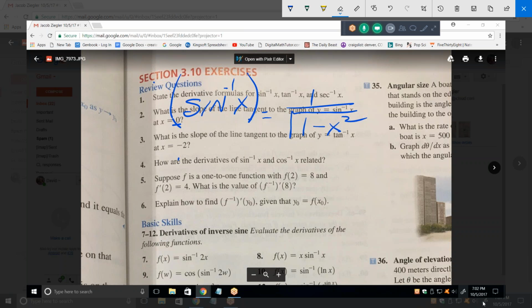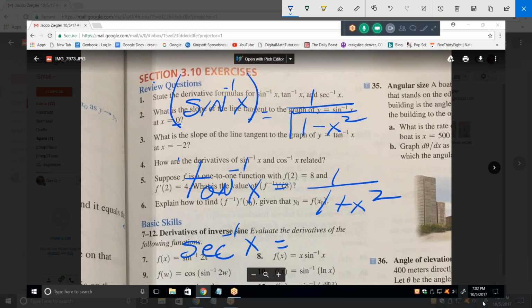The tangent inverse is 1 over 1 plus x squared, and the secant inverse, these are the derivatives. This is the function here, and this is the derivative in this column. And the secant is 1 over absolute value of x times the square root of x squared minus 1.